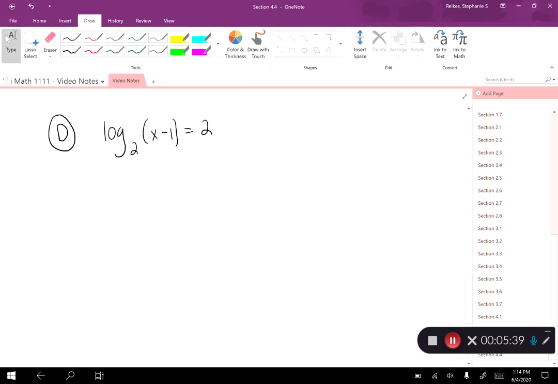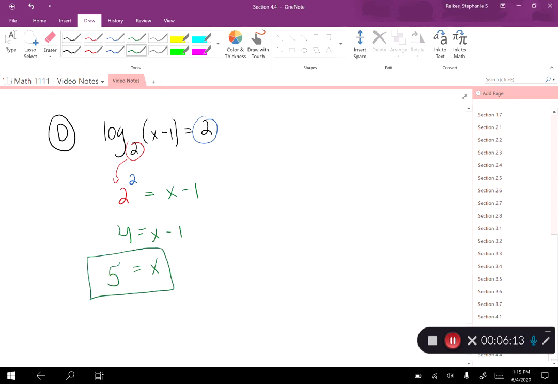Alright, let's try something a little different. I have log base 2 of x minus 1 equals 2. To solve this one, instead of working in logarithmic form, I'm going to transform this to exponential. So this is going to say base 2, this 2, raised to the 2, which was this 2, is equal to x minus 1. 2 squared is 4. Add 1 to the other side, and final answer is x equals 5.